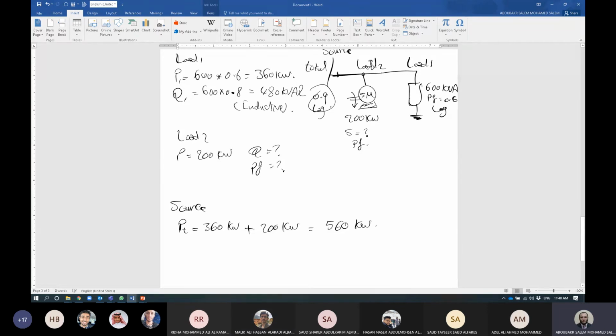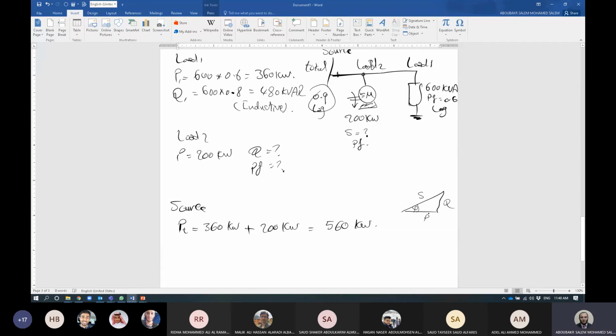Of course it has to be lagging, right? This is the logic. 0.9 lagging. So if the power factor is 0.9, how can we get Q? Let's draw the triangle together. Okay, we have here P, we have Q, we have S. Right, guys? And this is the angle of the power factor. So we can say Q equals what?